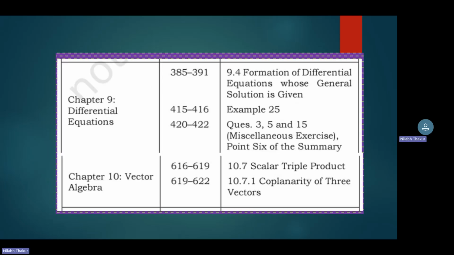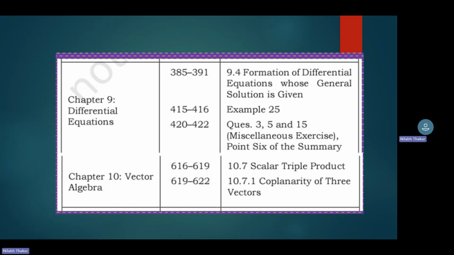Chapter number 9, I have told you that no question on the radical type of differential equation will be asked, from exercise 9.1 or elsewhere. In 9.5, it has been deleted for this year. So 9.4, formation of the differential equation whose general solution is given, is deleted.